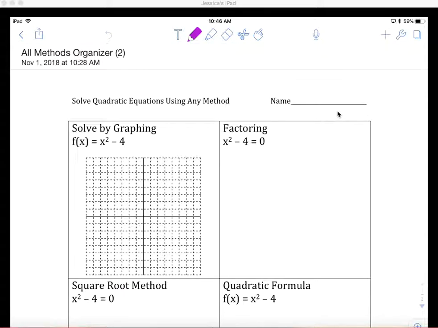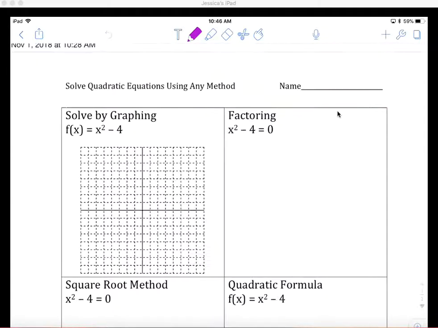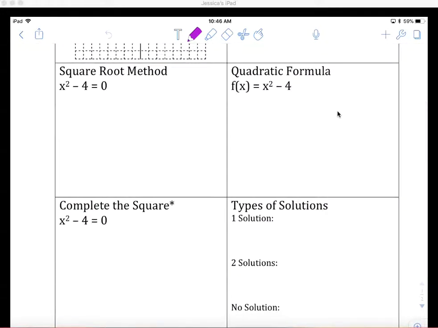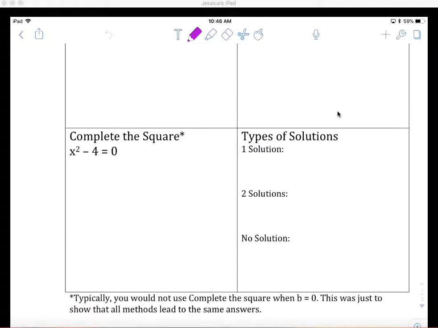This video will go over all of the methods to solve quadratic equations. If you haven't watched the video on graphing quadratics, factoring quadratics, the square root method, the quadratic formula, or complete the square, you need to watch those videos first. You must understand each method before you begin.